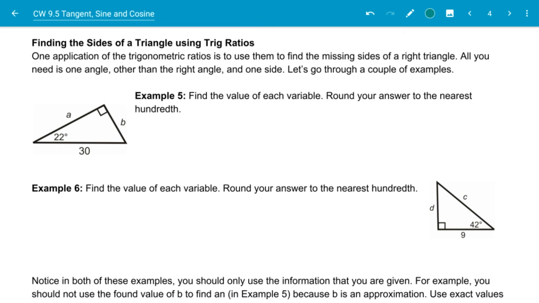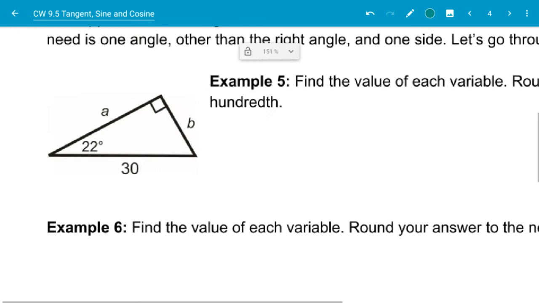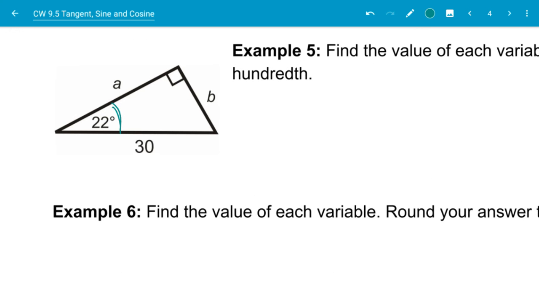So in example number 5, we need to find A and B in this right triangle. And all we're given is just the angle 22 right here. Since it's a right triangle, we can use our trig ratios to find the different parts of it.